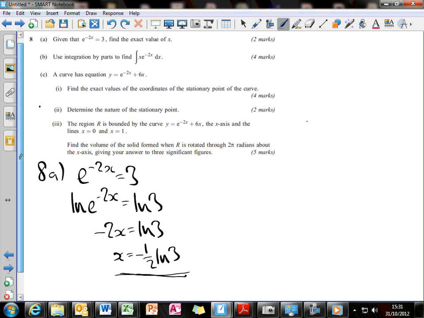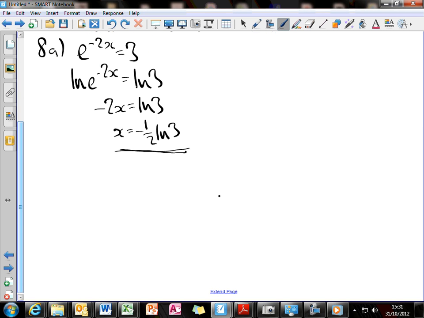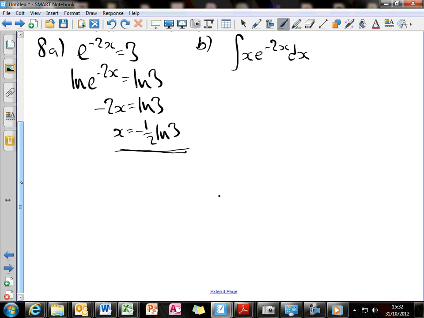Now use integration by parts to find x e to the minus 2x. Okay, so let's do that. Is that part B? Yeah. We're doing the integration of x e to the minus 2x dx over here. No, just an indefinite integral. And this is a function multiplied by another function, so we're going to do integration by parts.